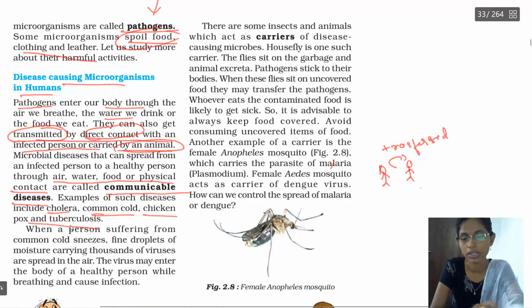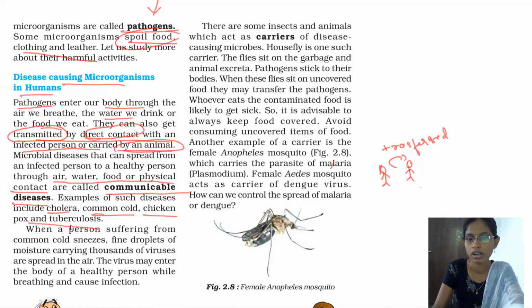Let me say one thing. If one person in your house gets a cold or cough, what happens? In your home, two to three persons get the same thing. That is nothing but the cold and cough being transferred to the other persons present in your house. Such kinds of diseases are communicable diseases.